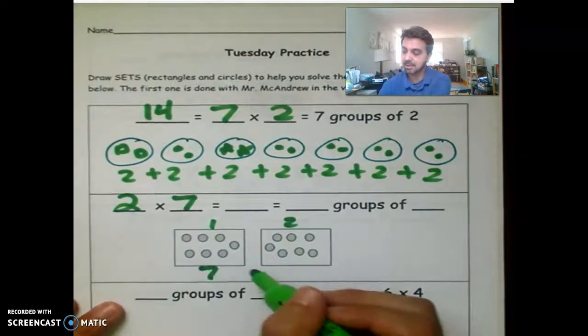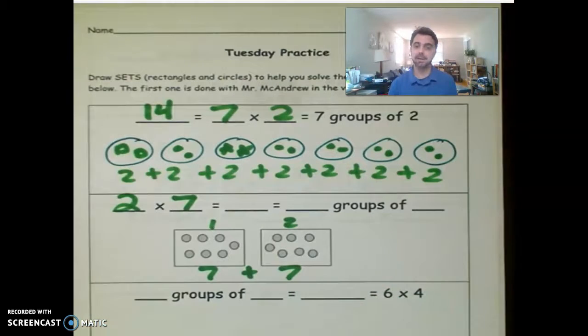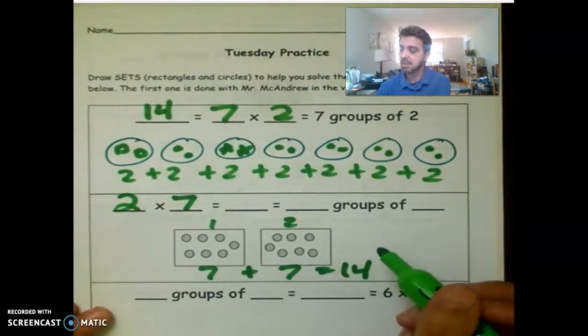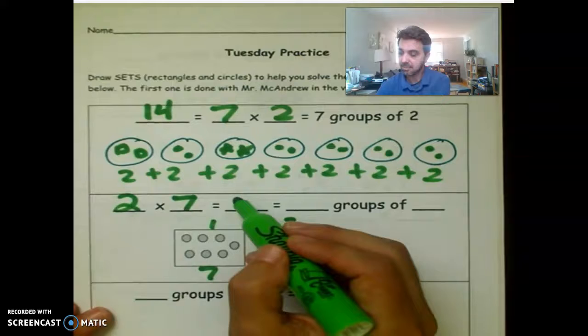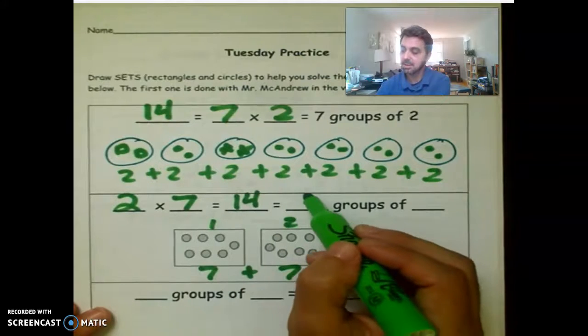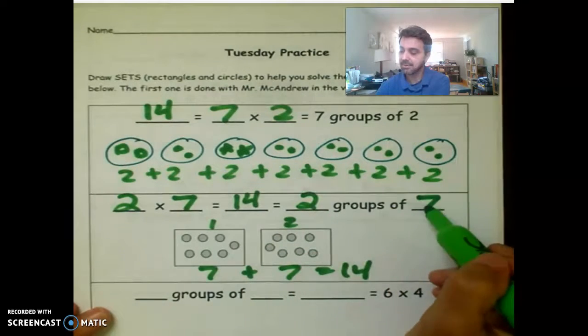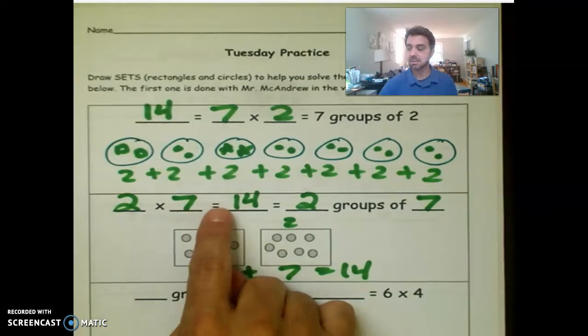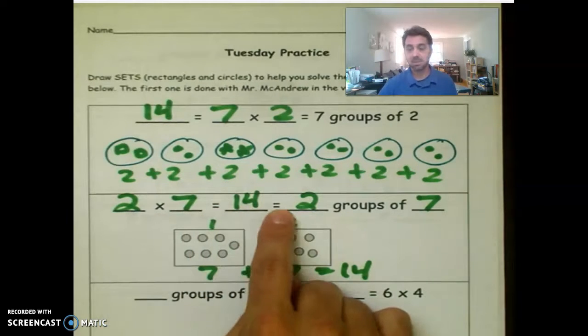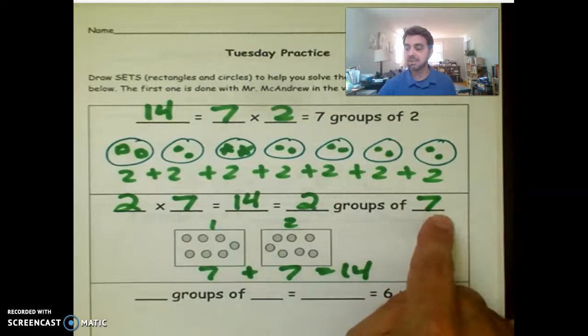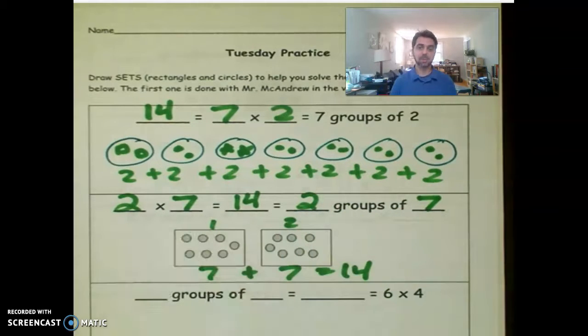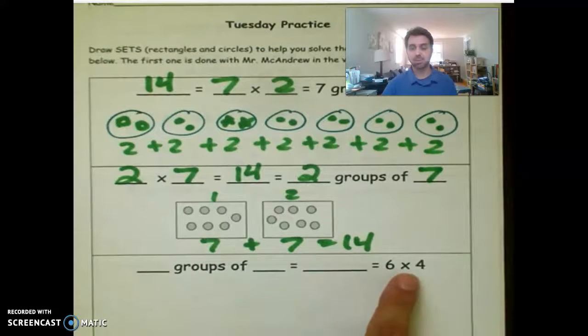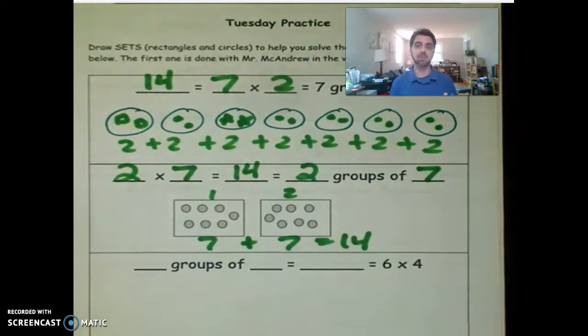Well, let's look. 7 plus 7, I know that is 14. So 2 groups of 7 equals 14. So we have 2 times 7 equals 14, which is the same as 2 groups of 7. Okay, so that's what you want to do for each of the problems below. In some cases, it gives you the multiplication numbers, and in some cases, it just gives you the picture.